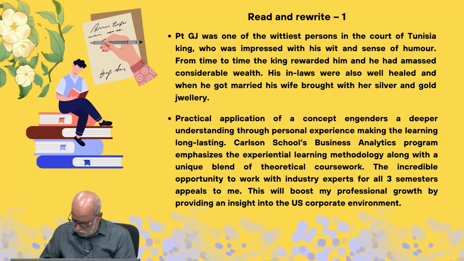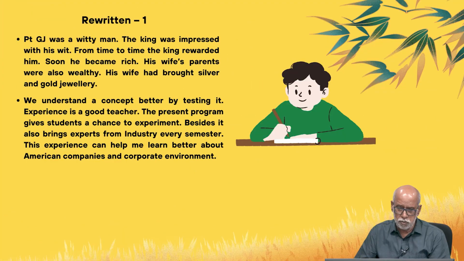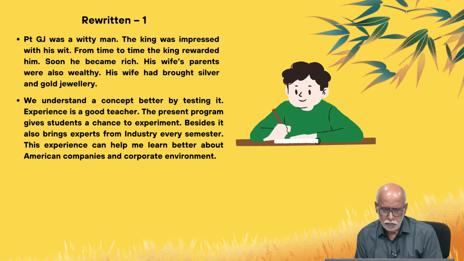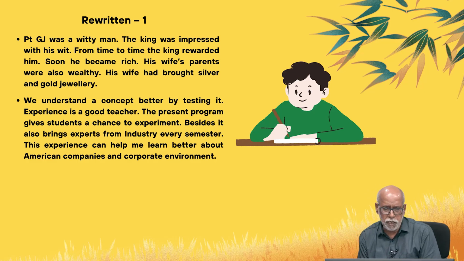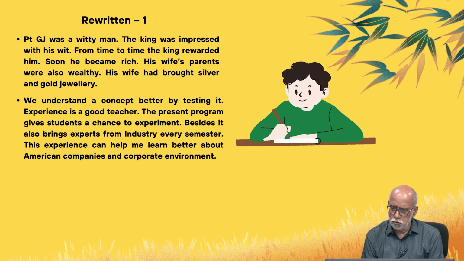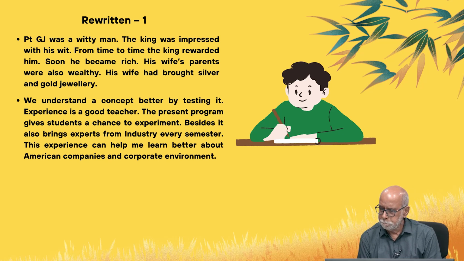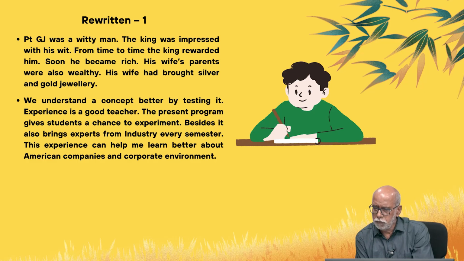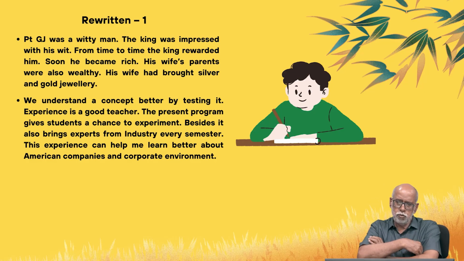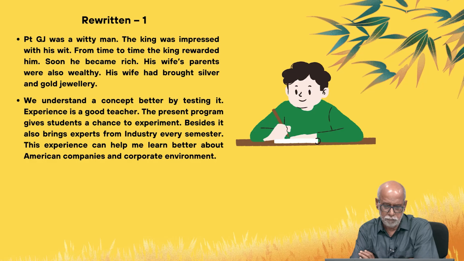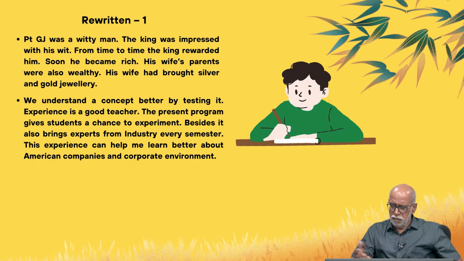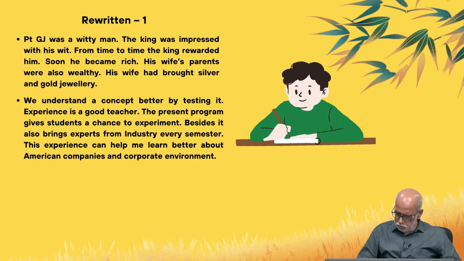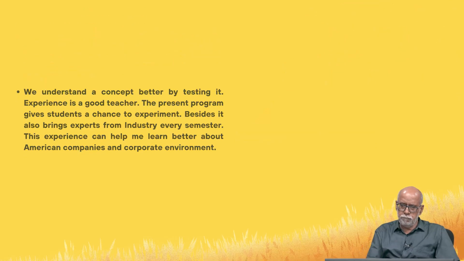Look at how this has been rewritten in a simpler language. The king was impressed with his wit. From time to time, the king rewarded him. Soon he became rich. His wife's parents were also wealthy. His wife had also brought, as dowry, silver and gold jewelry. Okay. Next para, we understand a concept better by testing it. Look at all the redone paragraphs. We have redone them for you.